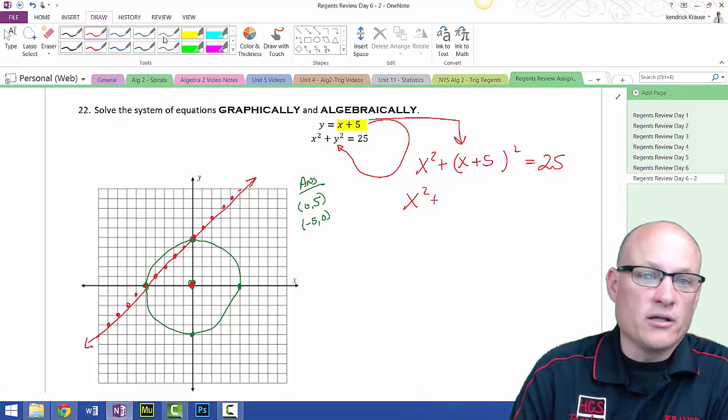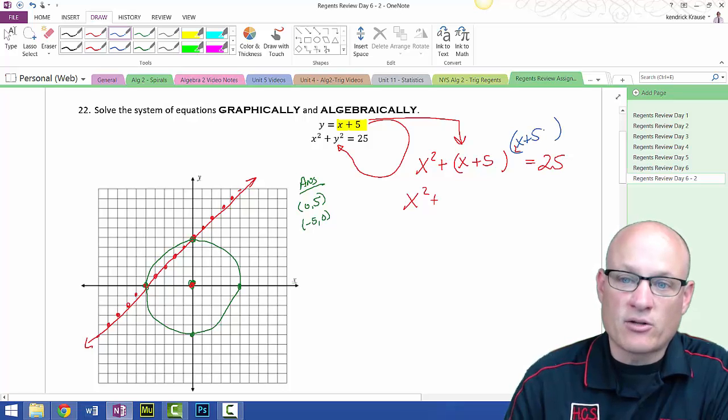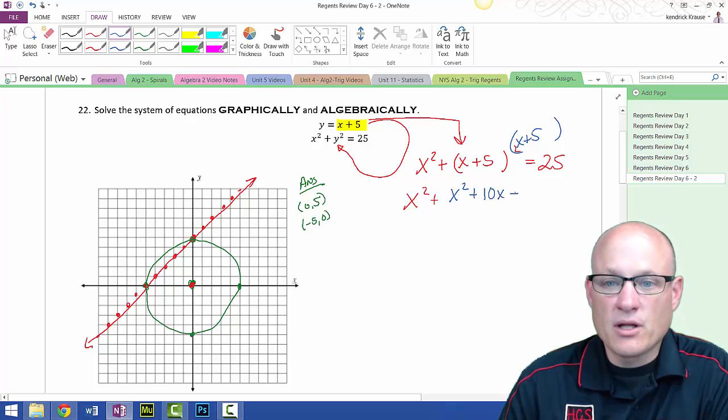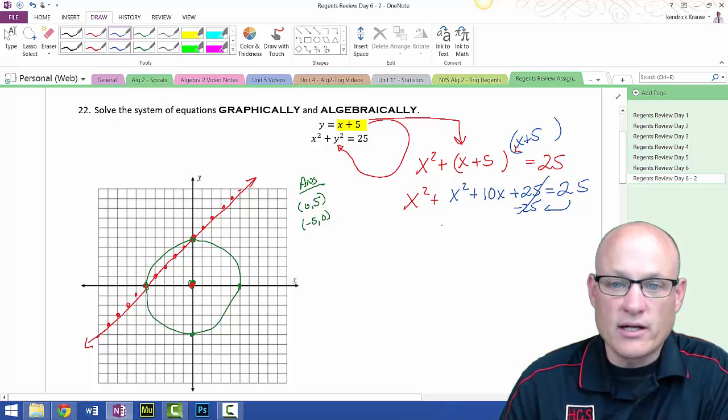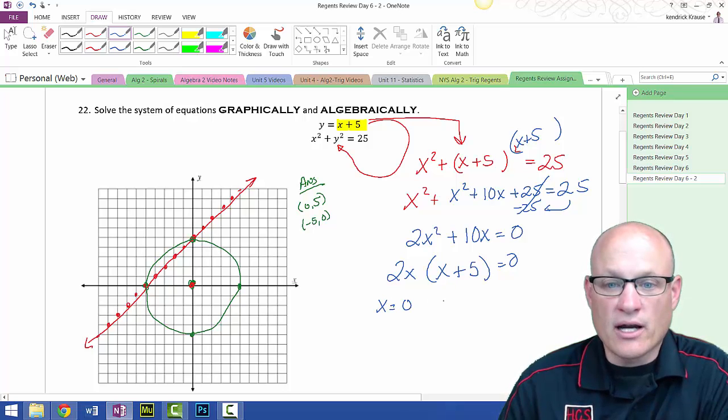So x squared plus. Now, if you're a smart kid, you're going to double distribute it. If you're not too smart, you can do something silly. Don't forget this is (x plus 5) times (x plus 5). So that becomes x squared plus 10x plus 25 is equal to 25. So I bring this 25 over by subtracting it. These are going to go away. And then I clean up the left side. I get 2x squared plus 10x equals 0. Factor out a GCF of 2x. I get x plus 5 equals 0. So my solutions are x equals 0 and x equals -5.